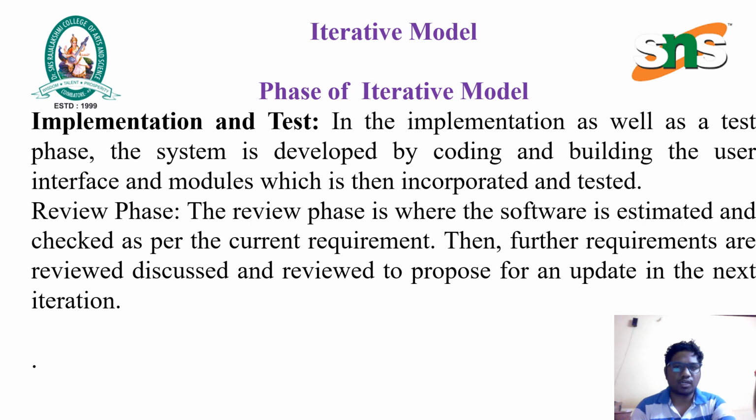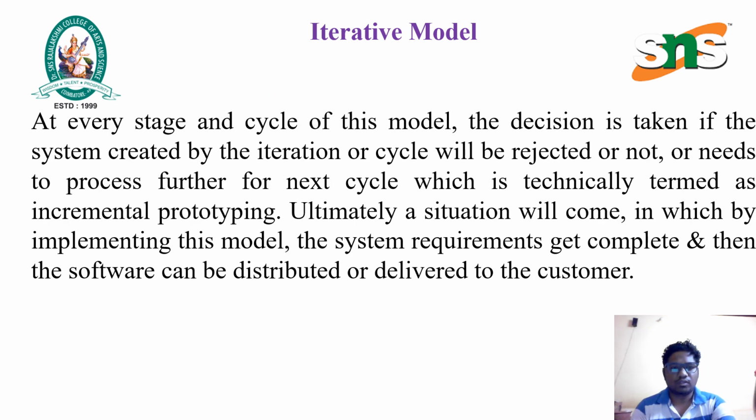Next one is implementation and test. In the implementation and test phase, the system is developed by coding and building the user interfaces and models, which incorporates testing. Next one, the review phase. The review phase is where the software is evaluated and checked as per the current requirements. Then the further requirements are reviewed, discussed, and proposed for an update in the next iteration. So this is every stage and cycle of the model.